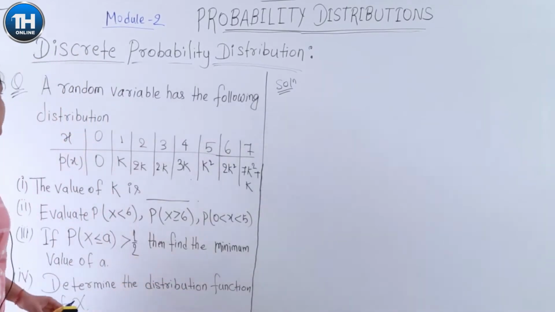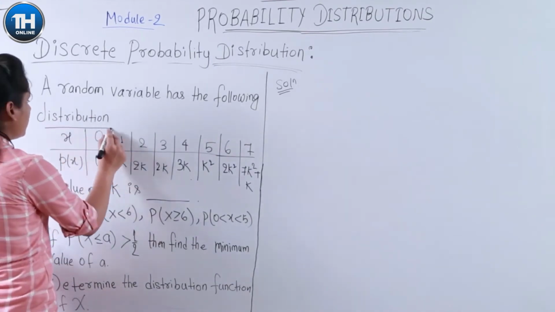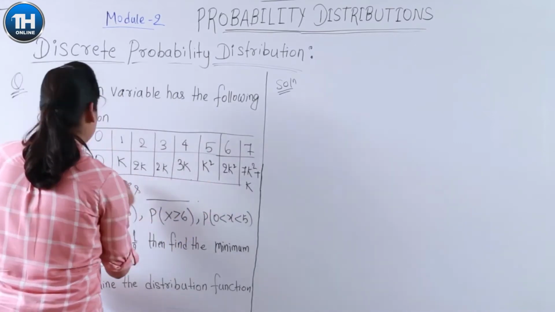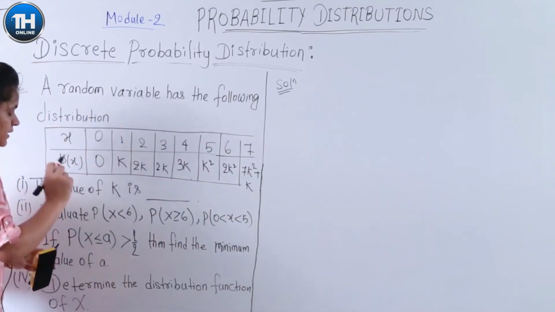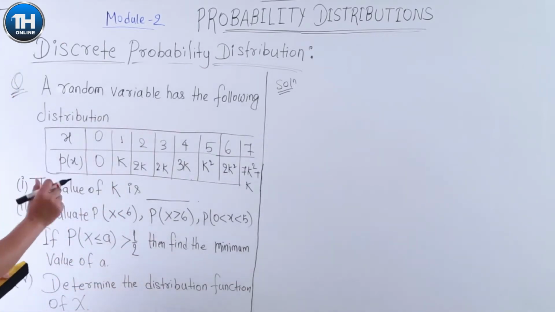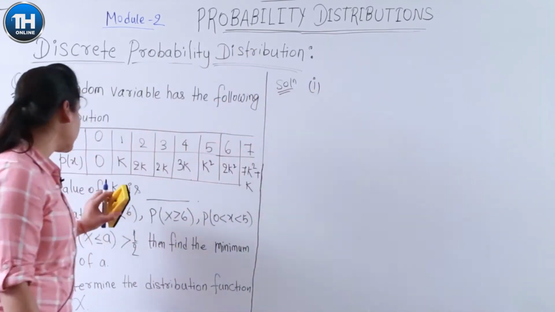The next question is: a random variable has the following distribution. The distribution is given in this table. In the first bit they are asking what is the value of k. So we will do one by one. Let us do the first bit first. What is the value of k?